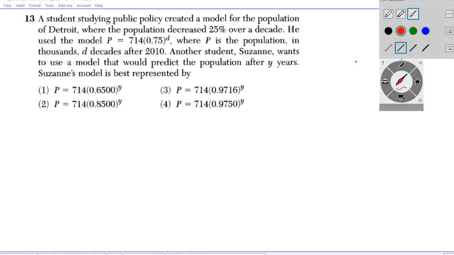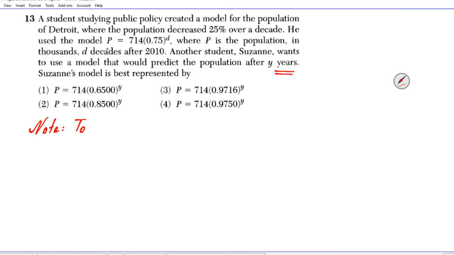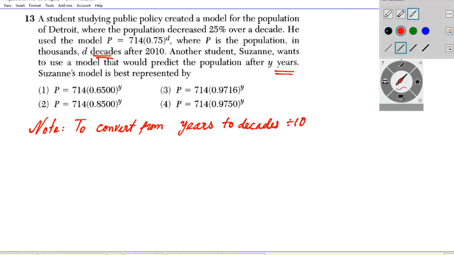Okay, so what do we want to keep in mind? What you want to note is that to convert from years to decades, you divide by 10. Let's take a look at some examples to illustrate what this point is trying to convey.